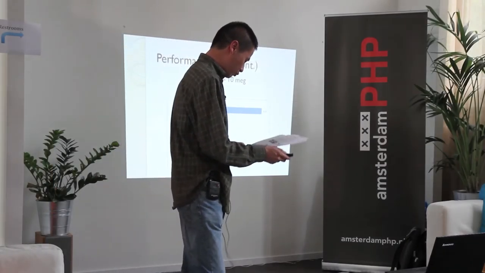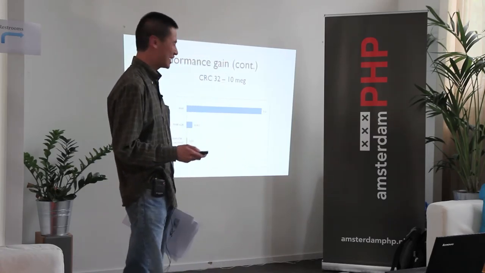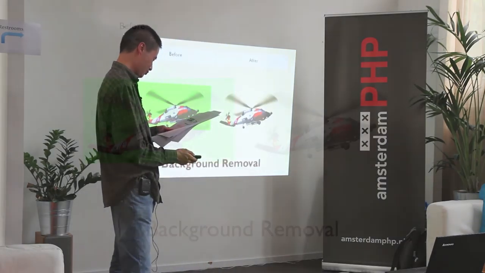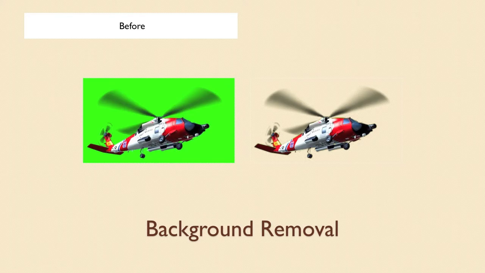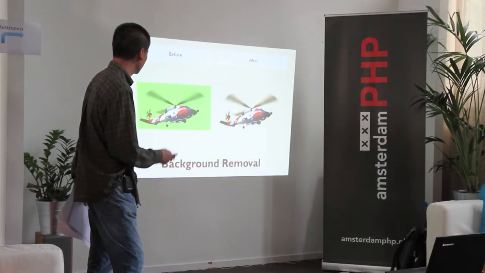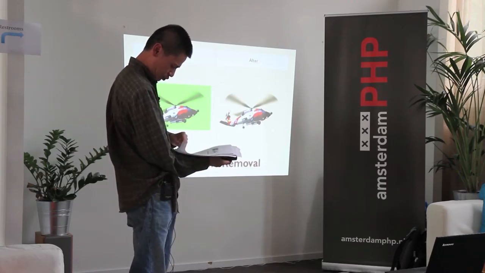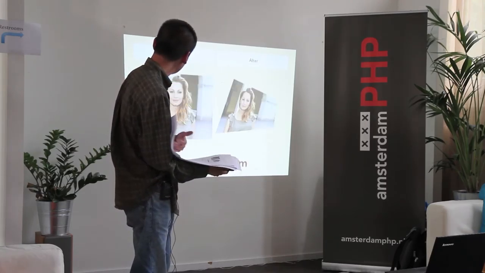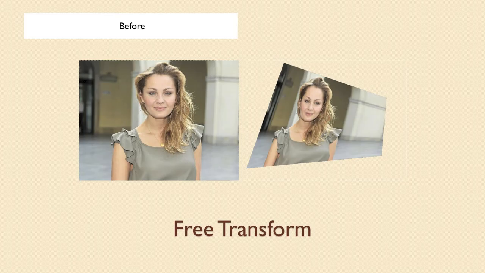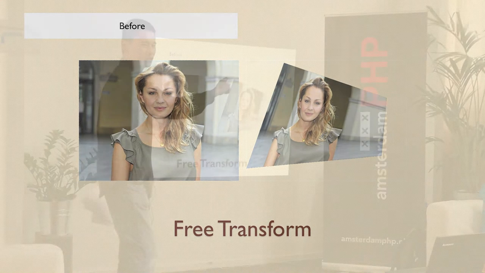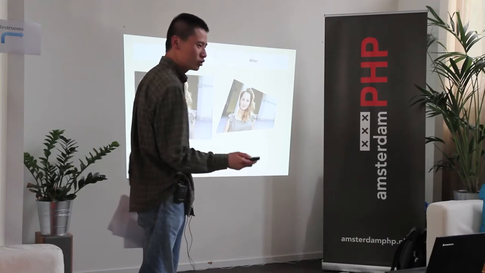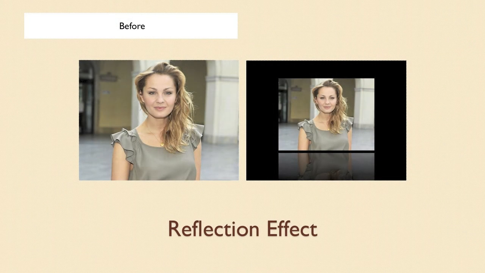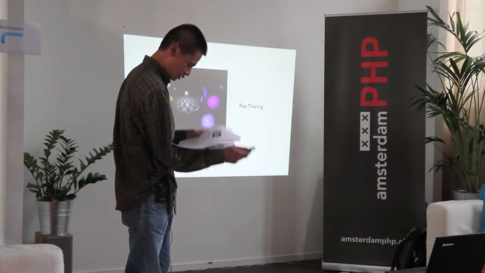Now, I'm going to show you some examples that are less artificial. All of them involve image processing. That's an area that PHP is really weak at. Here's what I was talking about before, removing the background from an image. And the next example is a free transform of an image. If you have used Photoshop before, you know how you can change the four corners to deform the picture. And this example is a simple reflection effect. And then this one, okay.